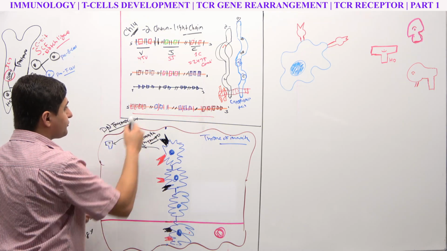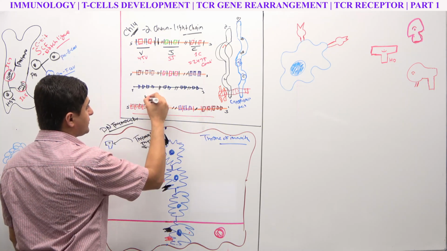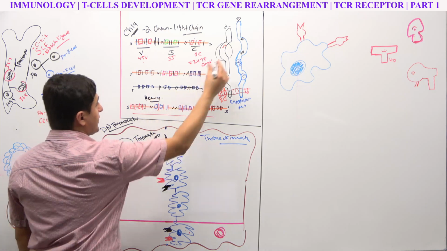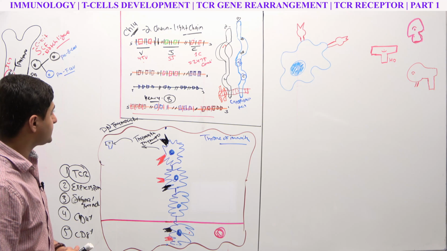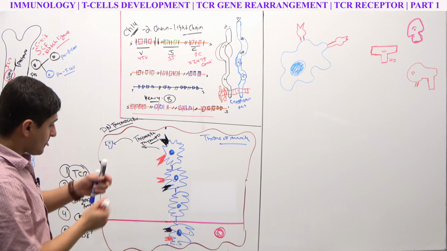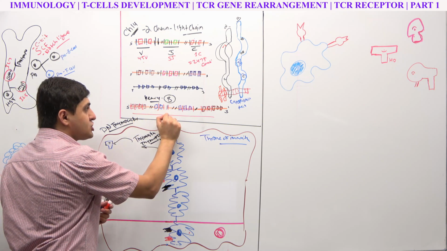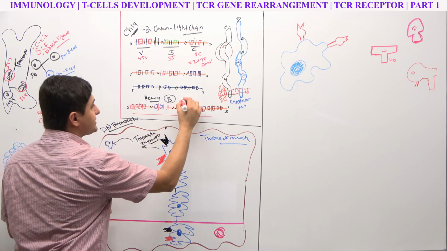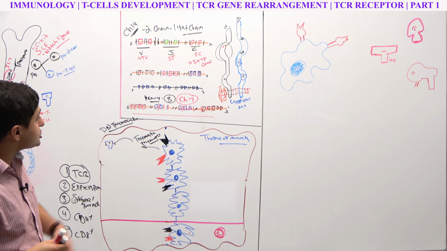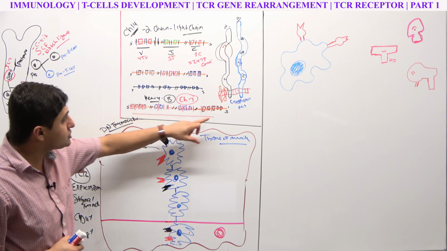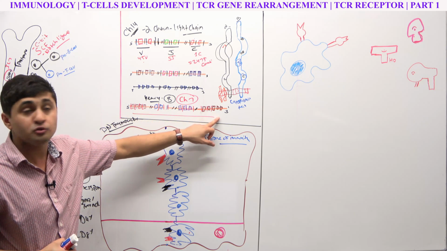This long one is referred to as the heavy chain, because it's bigger. And this is referred to as the beta chain. It's a very important concept. Usually, to synthesize the beta chain, there is chromosome number 7. In chromosome number 7, there is a gene that encodes the beta chain to make a T-cell receptor.